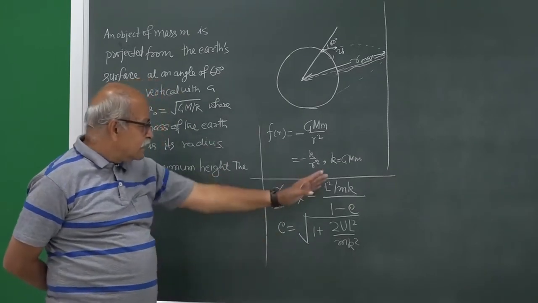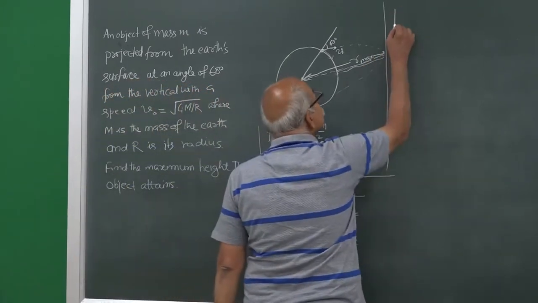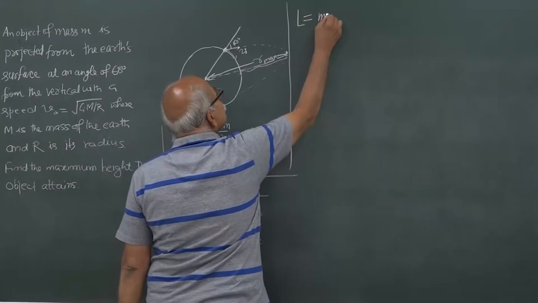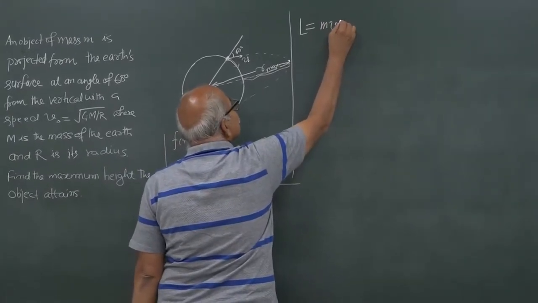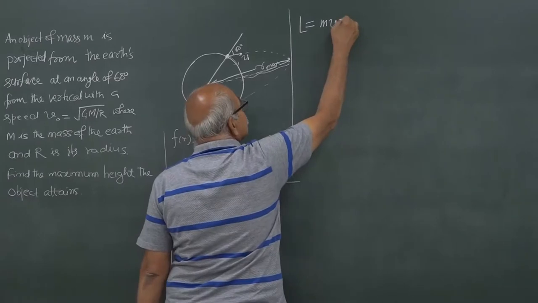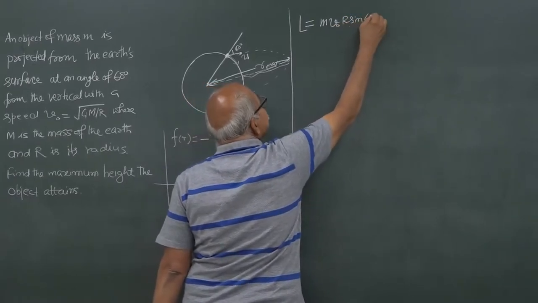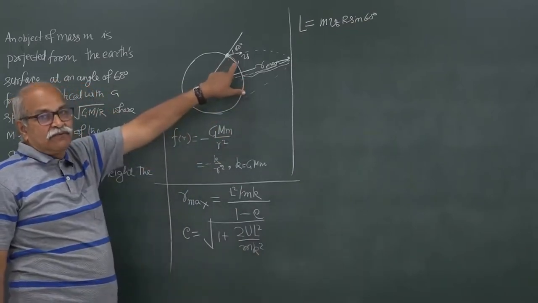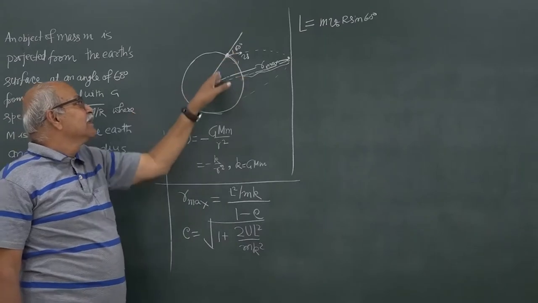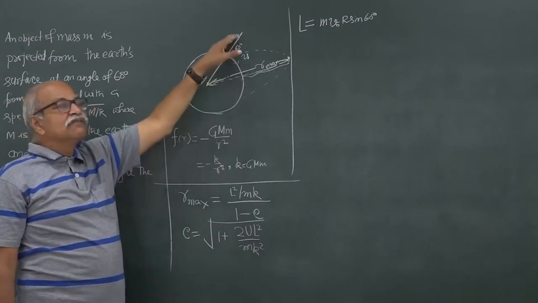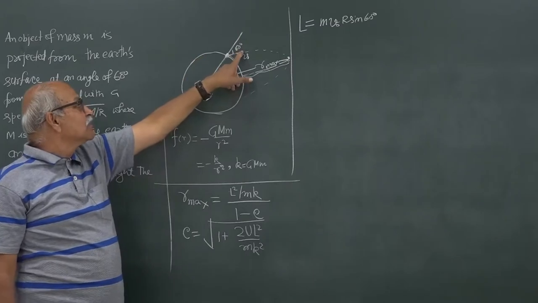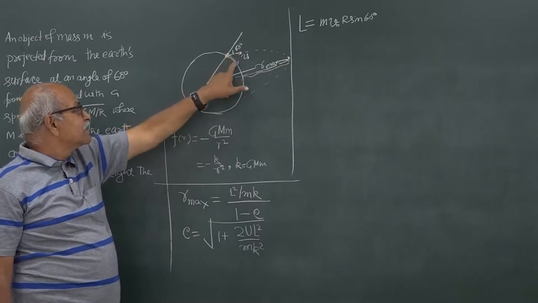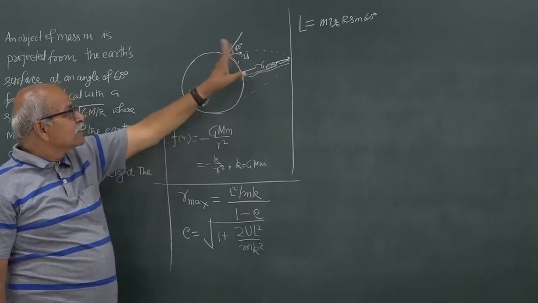So let us calculate L and then u. So what is L at this point? M into v into r into sine 60 degrees, right? Because only this tangential component will contribute in L, r cross p. The radial component in r cross p will give 0, and the tangential component is v naught sine 60 degrees. So mass into v naught sine 60 degrees into distance capital R, that is our L.